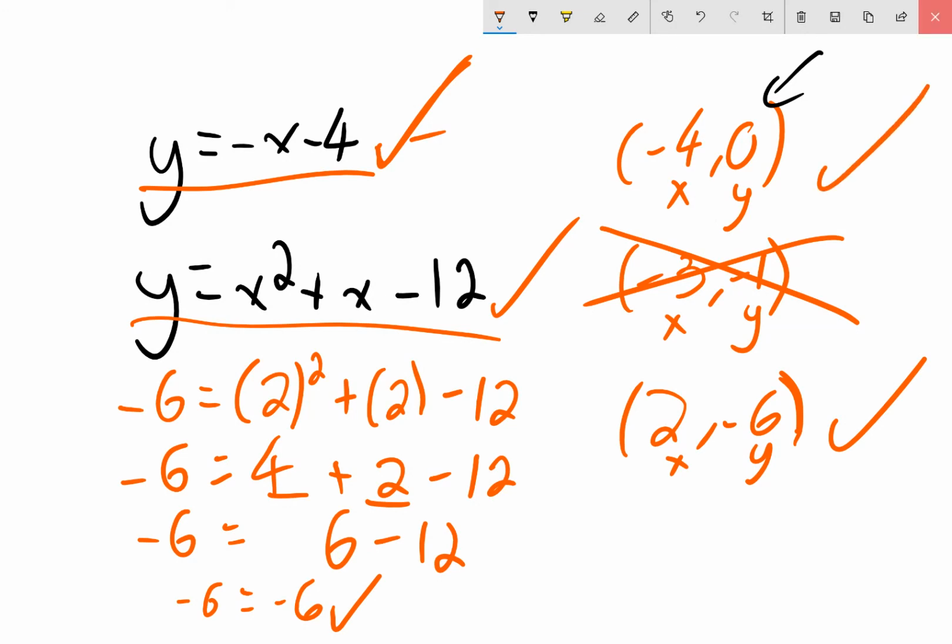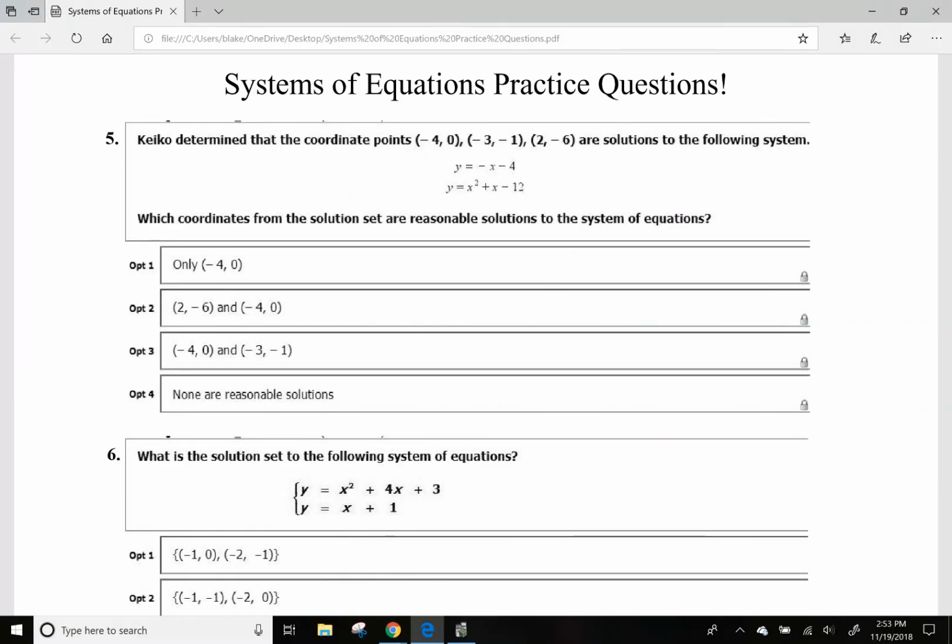So to answer our question, it would be option 2, right? (2, -6) works, and (-4, 0) works. Just (-3, -1) does not.